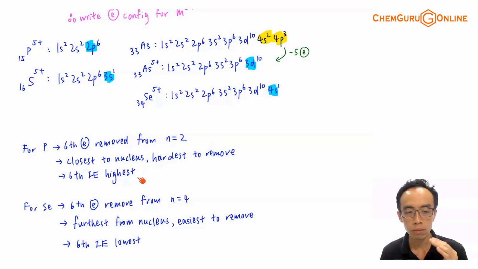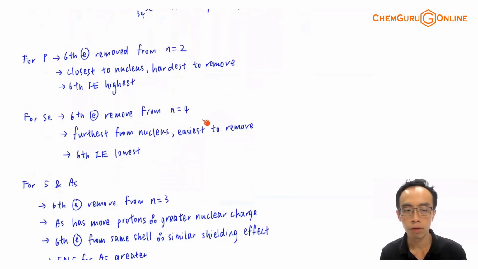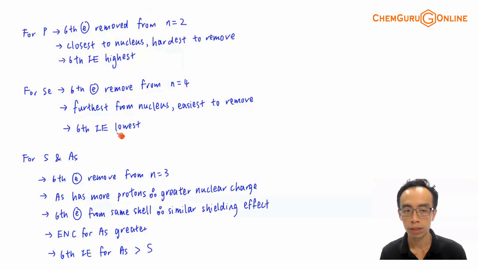We will expect the ionization energy for P to be the highest for my 6th ionization energy, because it is the closest to the nucleus. Attraction is the strongest, hardest for me to remove. Now conversely, if I look at selenium, because the electron I'm removing is from n equals 4, out of all these four, it is furthest away from the nucleus, easiest for me to remove. Electron number 6 is the easiest to remove. The 6th IE for selenium should be the lowest.